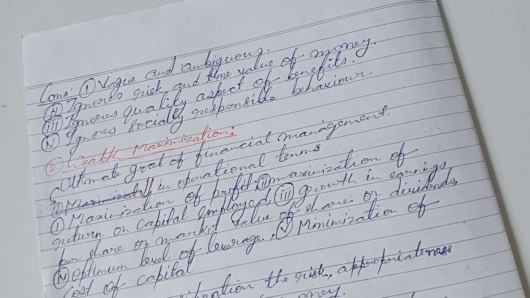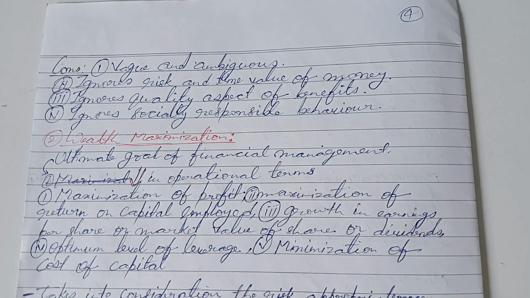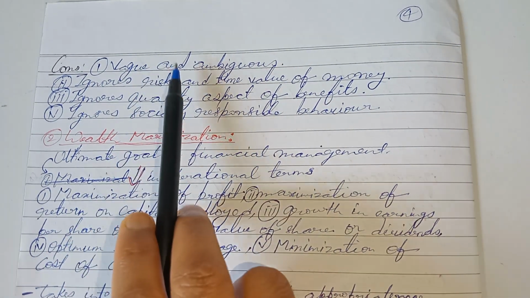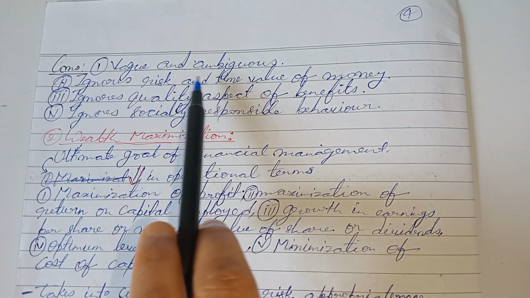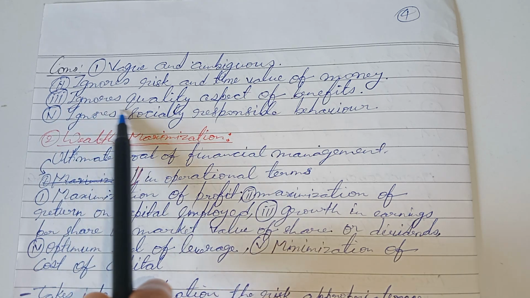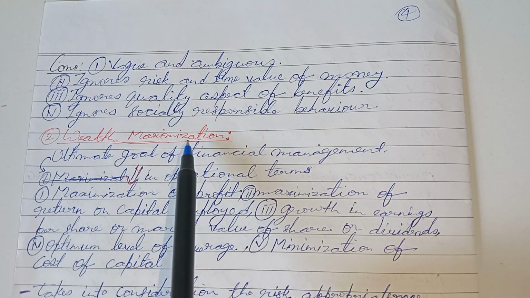Then cons are given. What different cons are given? The first, as you can see on the screen, is vague and ambiguous. So it may not be quite clear. Secondly, ignores the risk and time value of money. So profit maximization ignores the risk and time value of money. Third, ignores quality aspect of benefit. Fourth, ignores socially responsible behavior.